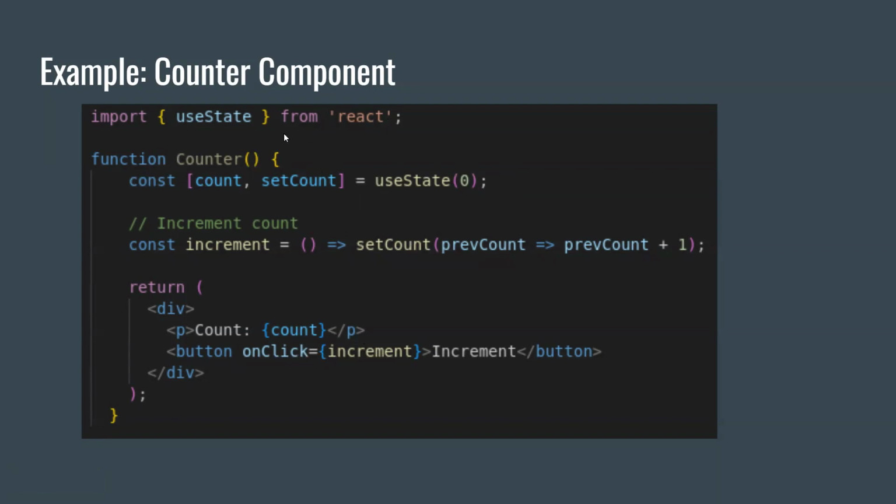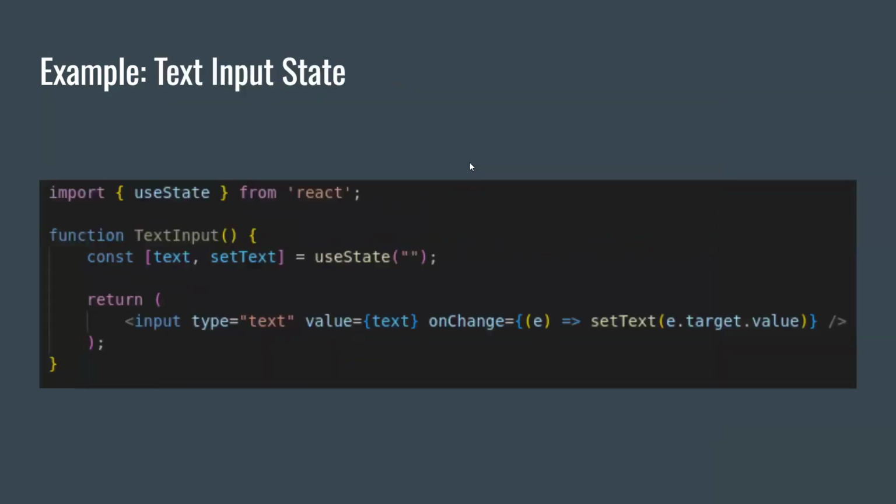In order to use the useState hook, you need to import useState from React, and then when you call useState, you provide the initial value of your state. This useState will return two things, as we discussed: the current state, which is count, and a function to update it, which is setCount.